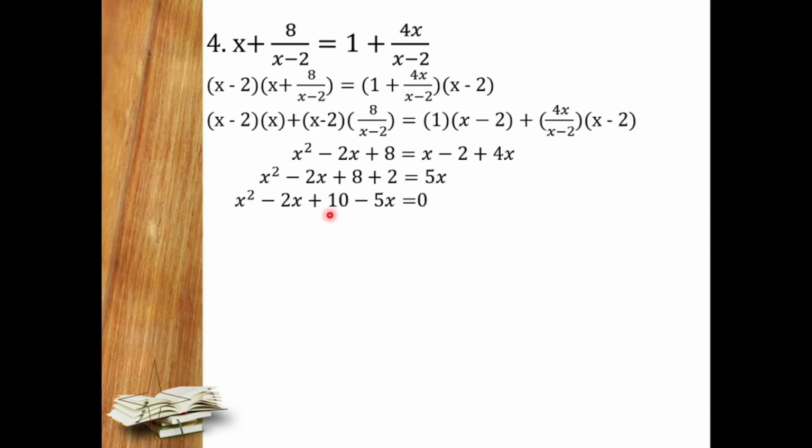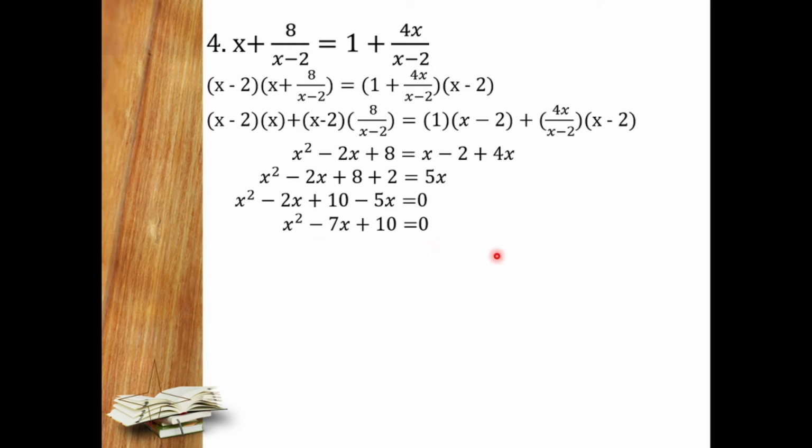May question ba doon? Siyempre, wala. Okay, then we combine negative 2x minus 5x. So, copy natin x squared. Then negative 2x minus 5x, we have negative 7x. Then copy down positive 10. So equal to 0. So our resulting quadratic equation is x squared minus 7x plus 10 is equal to 0, which is already written in standard form.